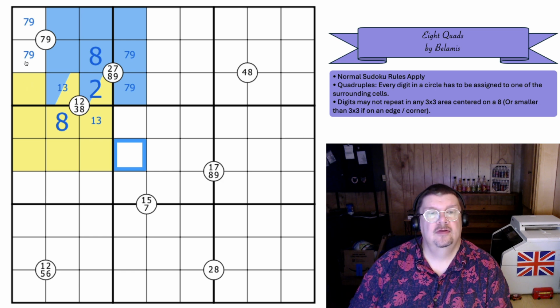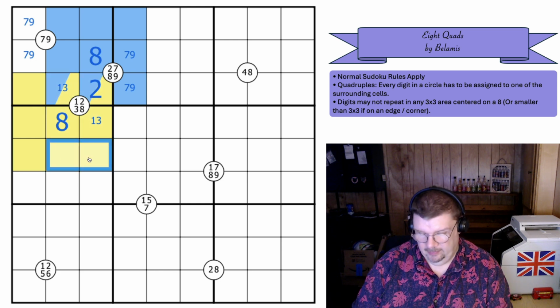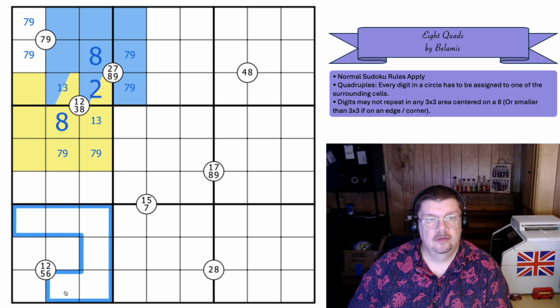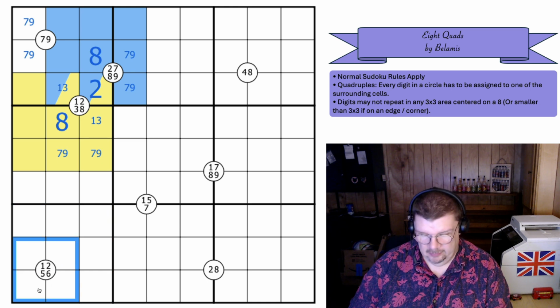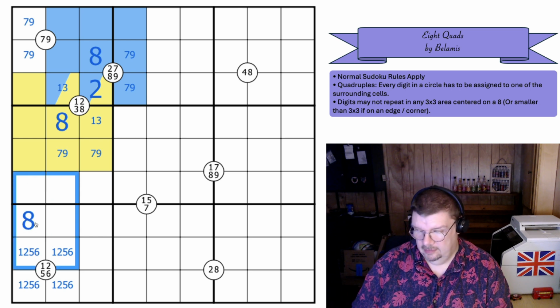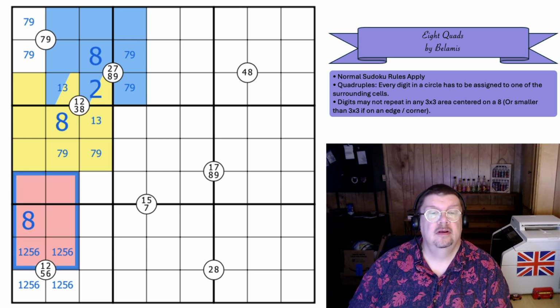So where do 7 and 9 go in yellow? Can't go in any of those. Clearly can't go in those, so that's a 7-9 pair. And now in this box, I need an 8, and it can only go there because these are 1, 2, 5, and 6. That's an 8. That gives me another non-repeating region.